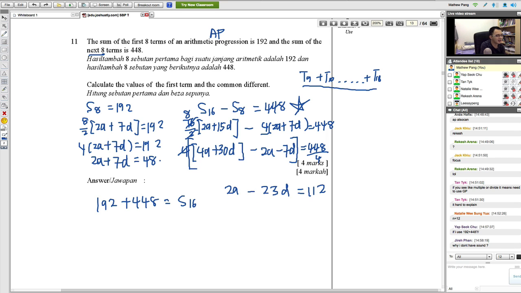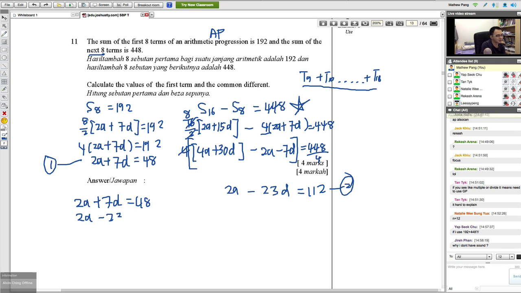Okay, now I have two equations. This is my first equation, this is my second equation. Then I will do the elimination method, which is easier in this case because I see 2a in both. So I will rearrange them. 2a plus 7d equals 48, then 2a minus 23d equals 112. Then I'll subtract them. So minus becomes positive, so it's 30d.